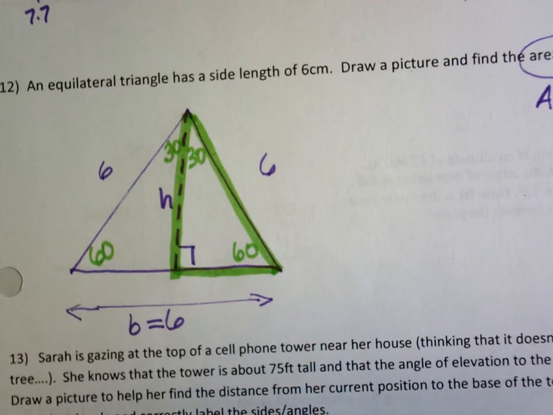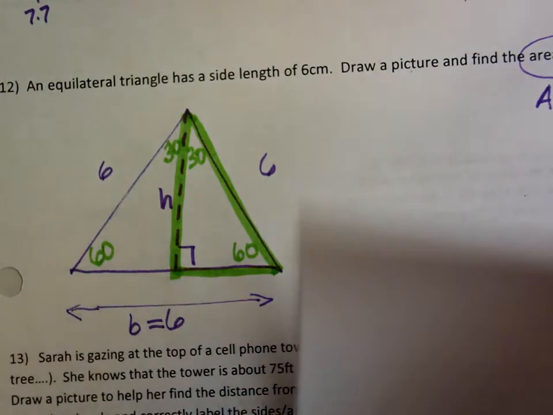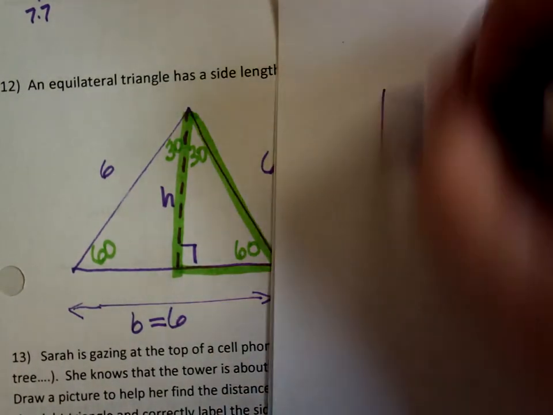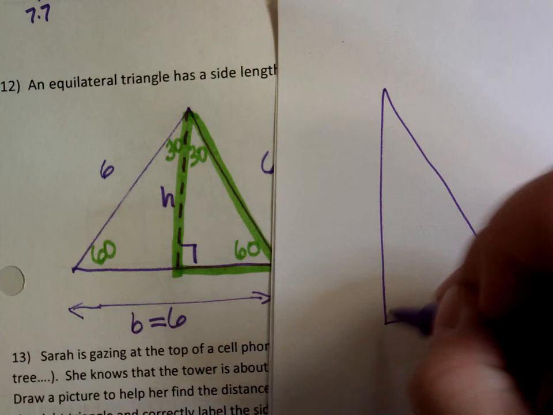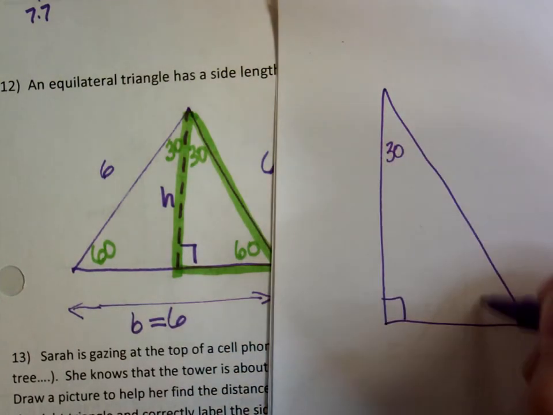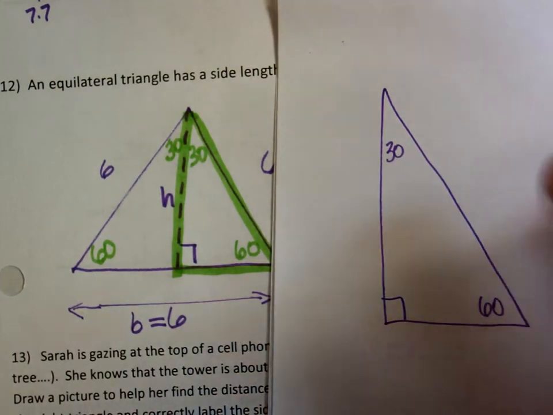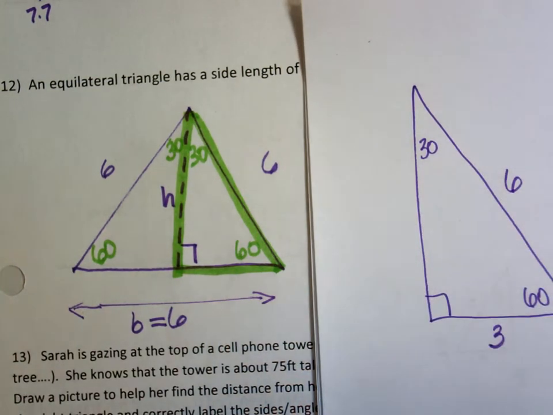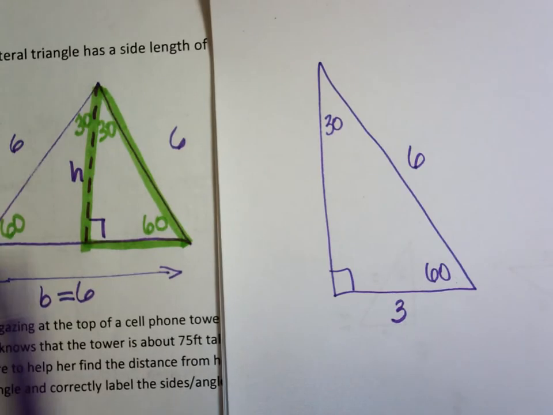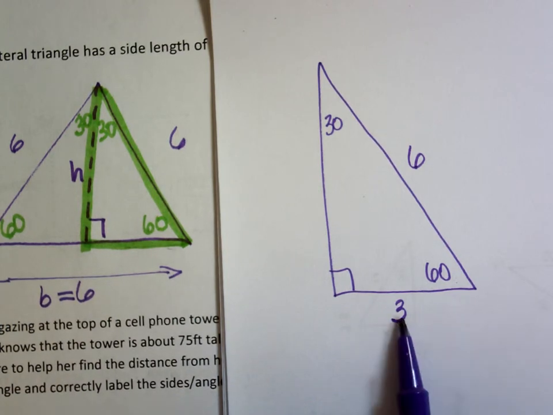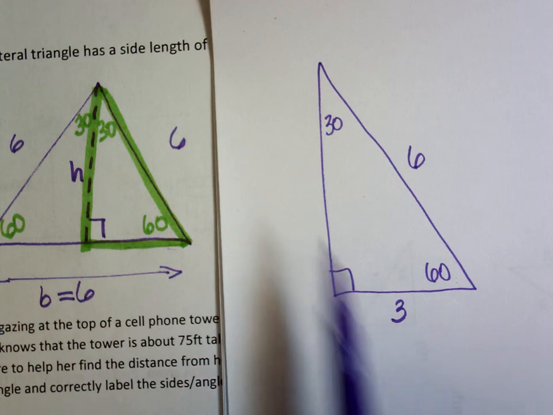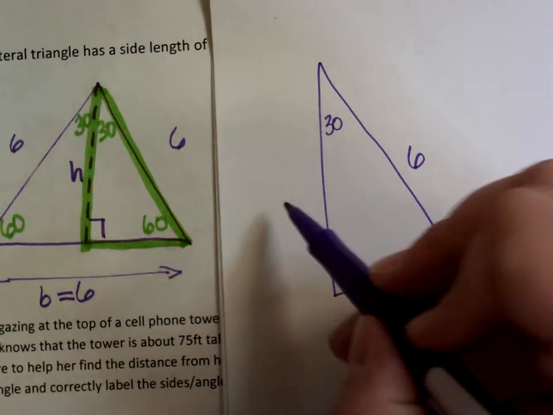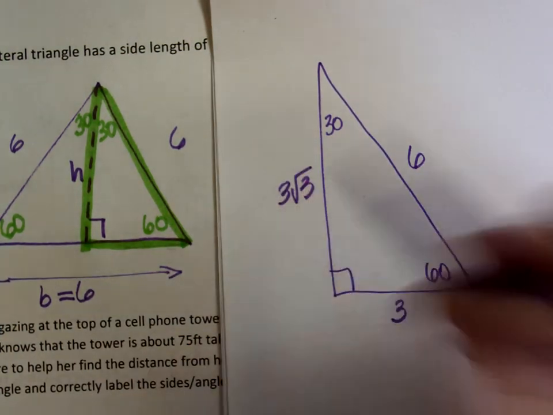So pretty much my problem is like this. It's like I have just a random 30, 60, 90. And I know that the hypotenuse is 6 and the short leg is 3. Why is that 3? Because it's half of this whole thing. In a 30, 60, 90, short leg times square root of 3 gives you the long leg. So this would be 3 times square root of 3.